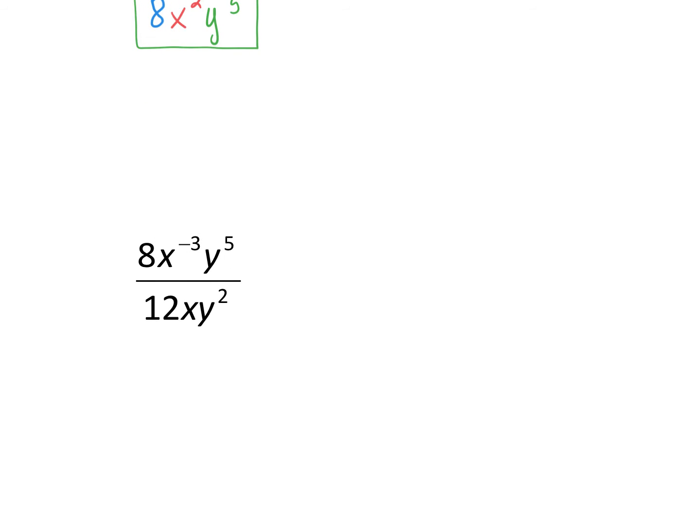Similarly, in this next one, I have 8 on top and 12 on the bottom. Now, this will not directly divide, but I can simplify this fraction by dividing each of these by 4. So I'm going to end up with 2 over 3.